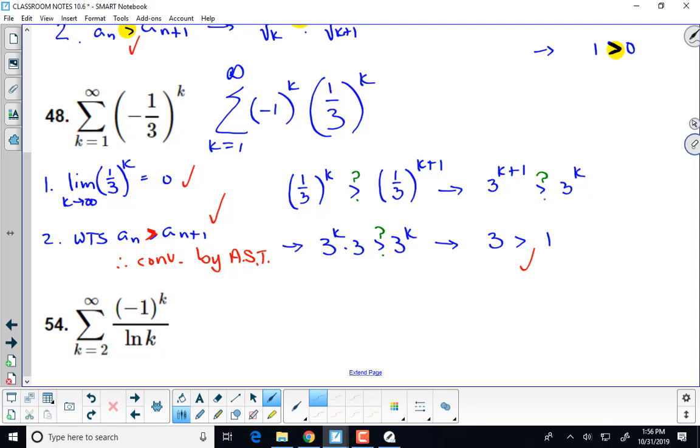So now we know that we have a convergent alternating series. So then it makes sense to ask, well, what type of convergence is it? Is it absolute or is it conditional? Let's check. So now we're going to consider the series with positive terms. That's just sigma of 1/3 to the k.